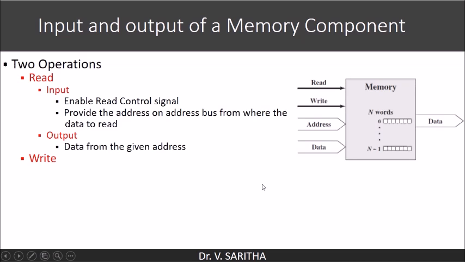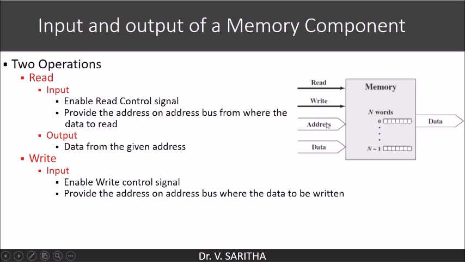Now if we want to perform a write operation, then the inputs are: first enable the write control signal, then provide the address onto the address bus to where data is to be written, and then provide the data to be written on the data bus. So the data we want to write should be given onto the data bus, and the address into which we want to write should be given onto the address bus. Once the write control signal is enabled, the corresponding data will be stored into the corresponding address. No output will be there in the case of a write operation.